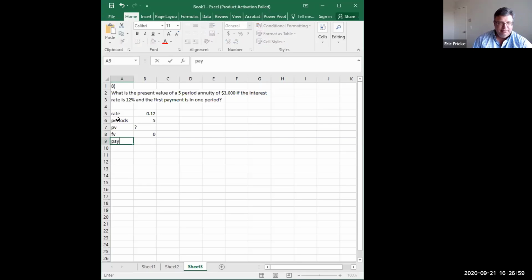And so the last thing we have to figure out, what is the payment? And that's going to be $3,000 every period. That's kind of the definition of an annuity. And the fact that the first payment is in one period just shows you that it's following the definition we have of an annuity.